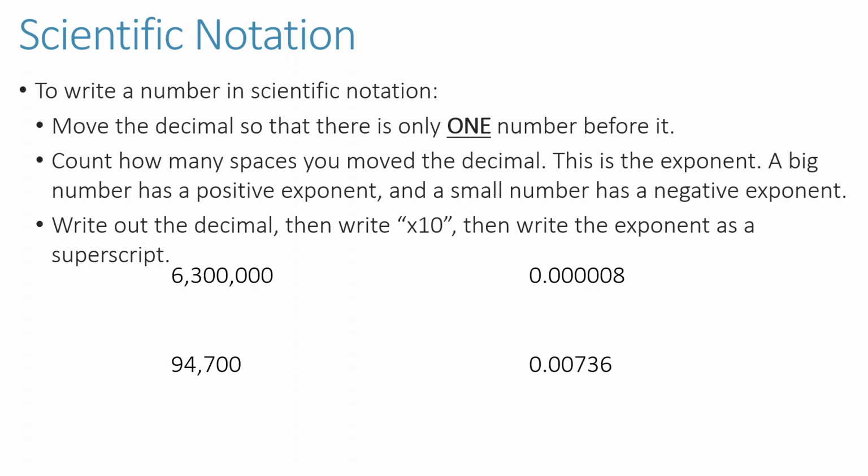To finish up here, we want to write out the decimal and then write times 10 and write the exponent as a superscript. For example, my first one here is 6,300,000. There's a decimal place there at the end. I want to move that 6 spaces until there's only one number in front of that. So that would be 6.3 times 10, and since I moved it 6 places, I would put a 6 there.